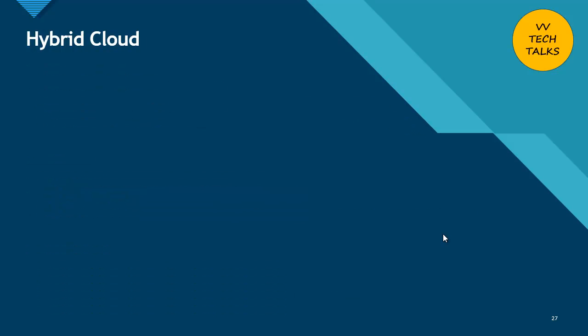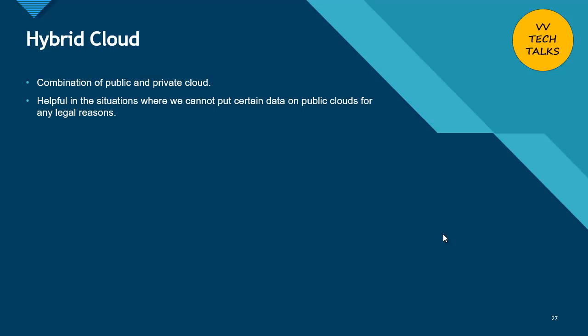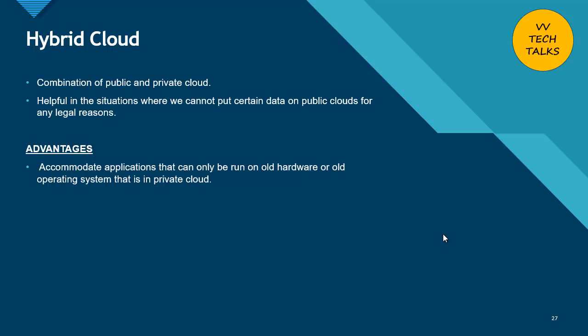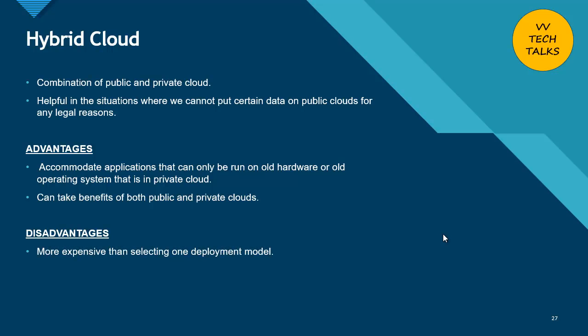We can also leverage the third type of cloud, which is hybrid cloud. Here both the public cloud and the private cloud are used. So it's basically a combination of public and private cloud, and it is helpful in situations where we cannot put certain data on the public cloud for legal reasons. Some advantages are that it accommodates legacy applications that can only run on old hardware or an old operating system that is in the private cloud. In those situations we can use hybrid cloud, and with hybrid cloud we can take benefits of both the public and private clouds. Some disadvantages are that maintaining both the public and private cloud is more expensive than selecting one particular deployment model, and it is more complicated to set up and manage.